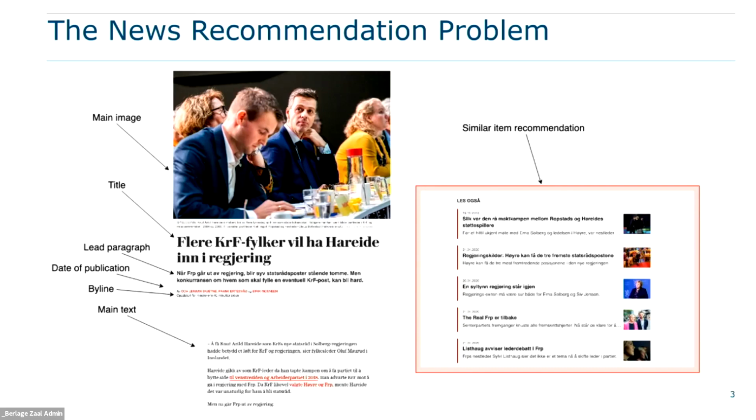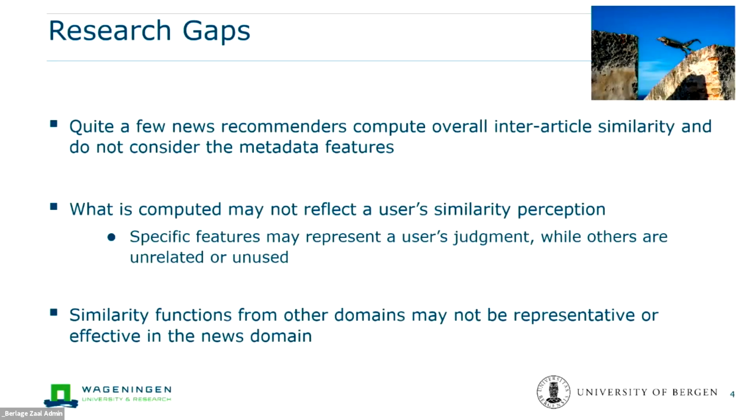And there are a few research gaps that we identified in this respect. So quite a few news recommenders do this overall and not really feature-based. And what is computed might not really reflect what a user thinks about whether two news articles are in fact similar or not. And while specific features, if you use them to predict whether two news articles are similar, may be quite representative, others might not be.